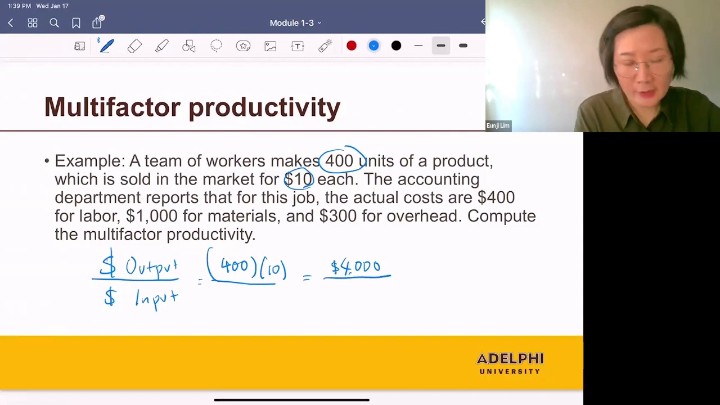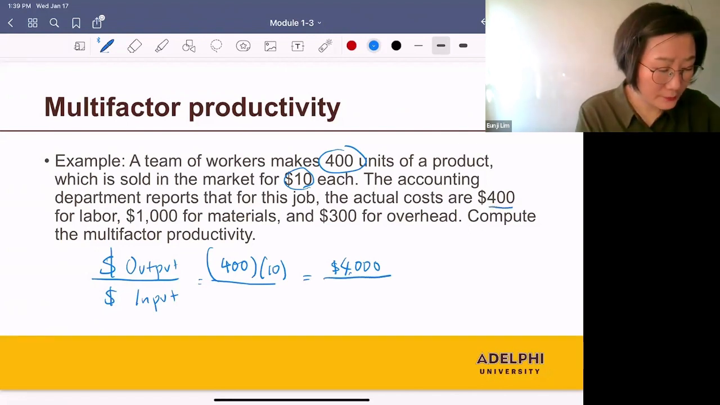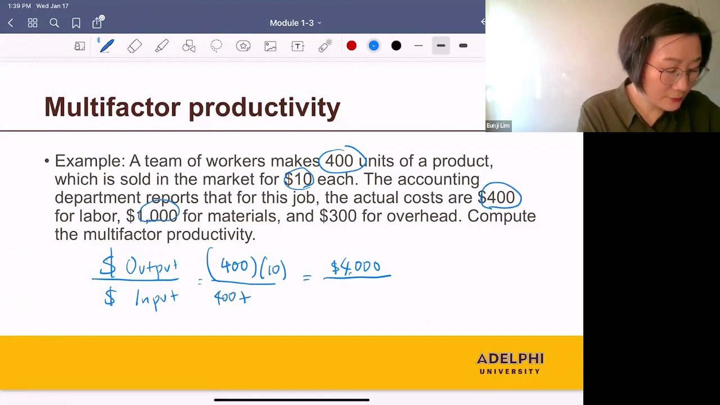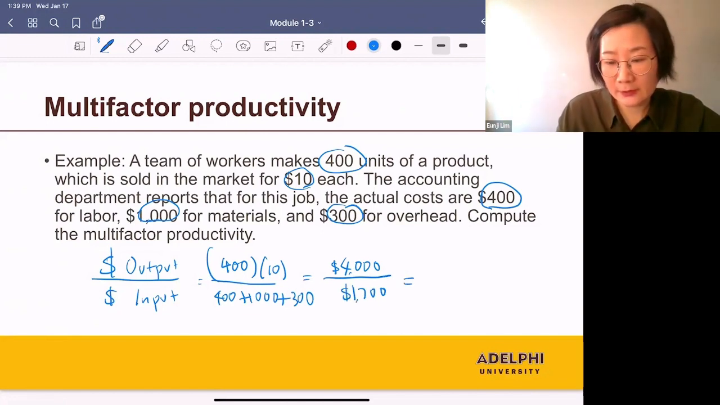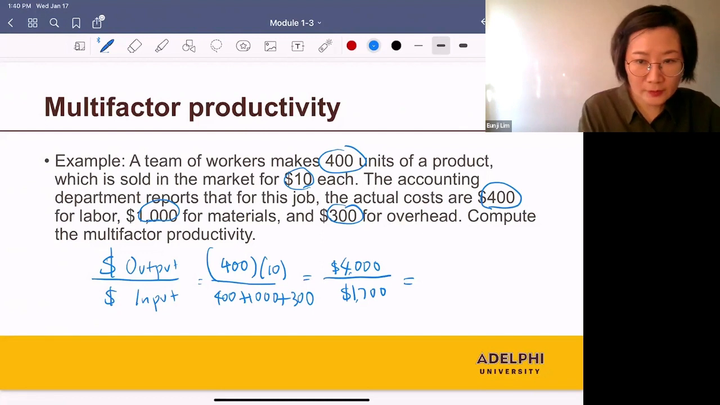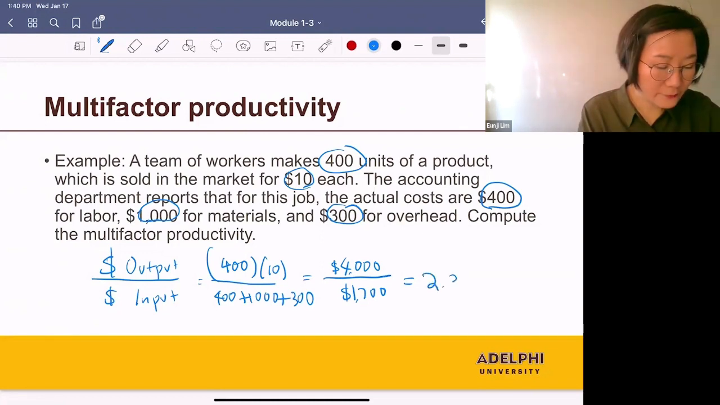Now, what's the dollar value of all the input resources? $400 for labor, $1,000 for material, $300 for overhead. So the total dollar value of all the input resources is $1,700. And the ratio is 2.35.